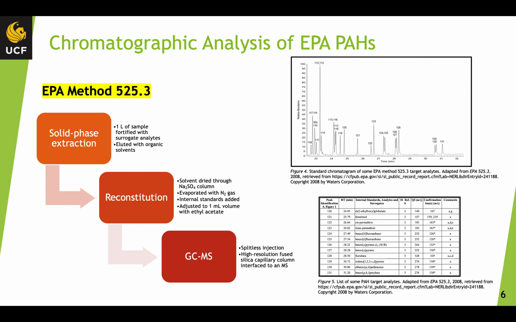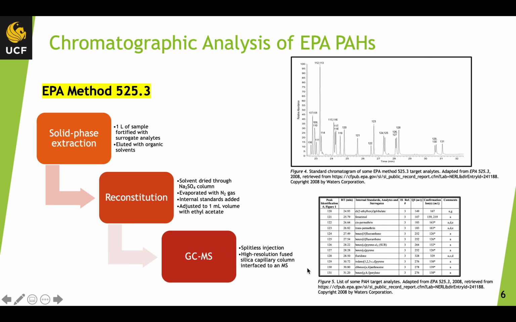Again, reconstitution, so the solvent is dried through an anhydrous sodium sulfate column, evaporated by a gentle stream of nitrogen gas till dryness, and then internal standards are added, and later the sample is adjusted to 1 milliliter volume with ethyl acetate. And this is actually the sample that's injected into the GC via a splitless injection.